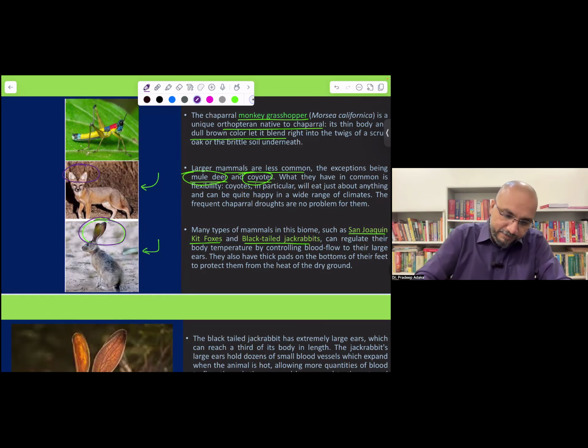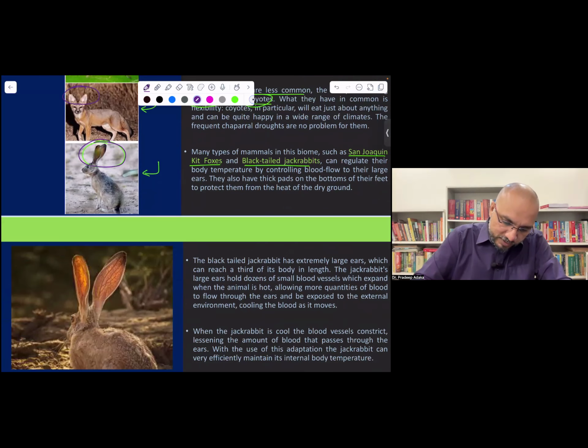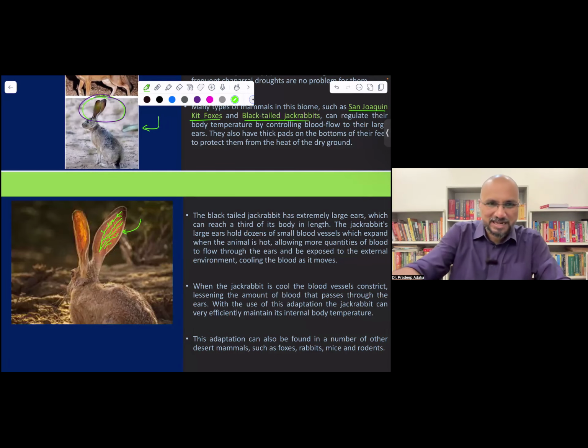How? You see, in jackrabbit, you see the veins, right? You can observe the veins here. Can you see? Vascularity, we call it vascularity, right? For those who go to the gym, the veins are visible all over their hands. Similarly, you can see the veins in its ear. You can see the veins in the ears, right?